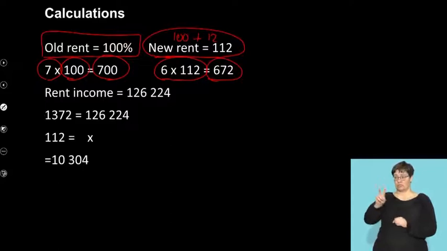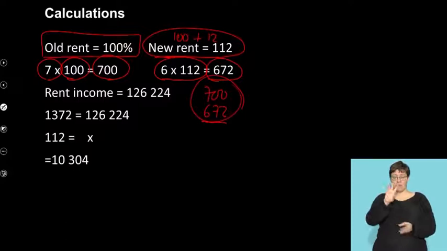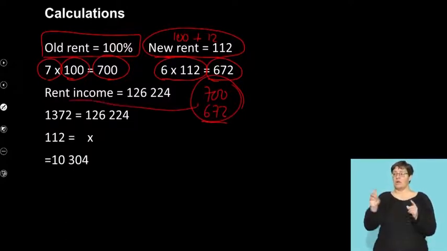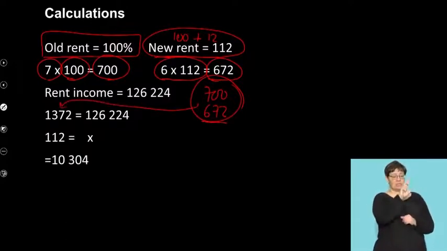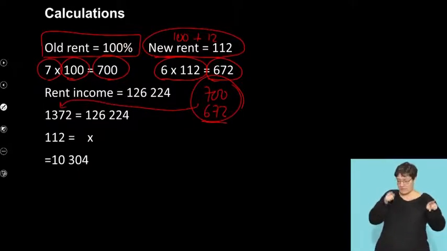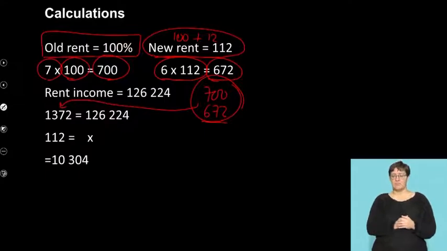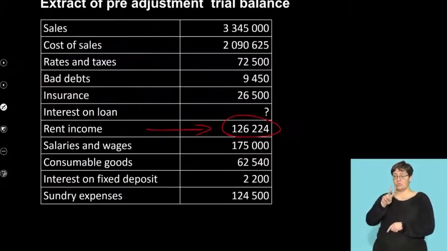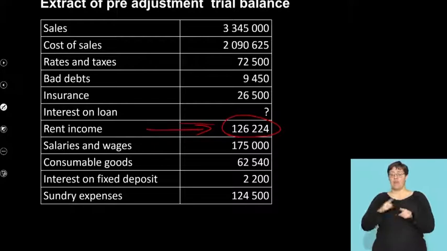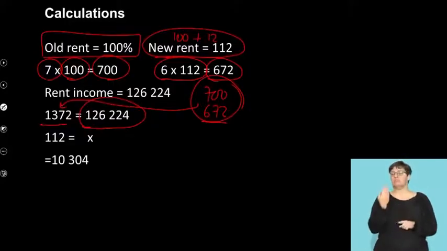Now watch what I do. 700 plus 672. Add the 2 percentages, and that will then give you the 1372. Now you know where the 1372 comes from. It's the total in terms of the old plus the new. Got it? Okay, now what do I do? I now drop my equation. What's my equation? 1372 is equal to 126,224. From where? From the rent income figure given to me in my pre-adjustment trial balance.